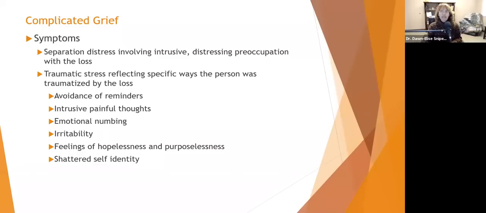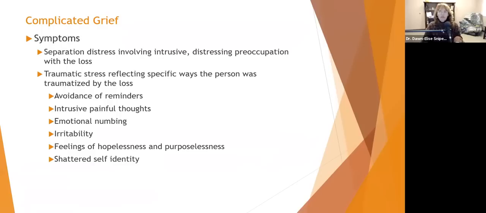Separation distress involves intrusive, distressing preoccupation with the loss. Sometimes kids will really try, and even adults. You can talk to them, and sometimes adults are still trying to earn the love or the approval of their primary caregiver that they never had. And they're like, if I just do this, maybe she'll love me.